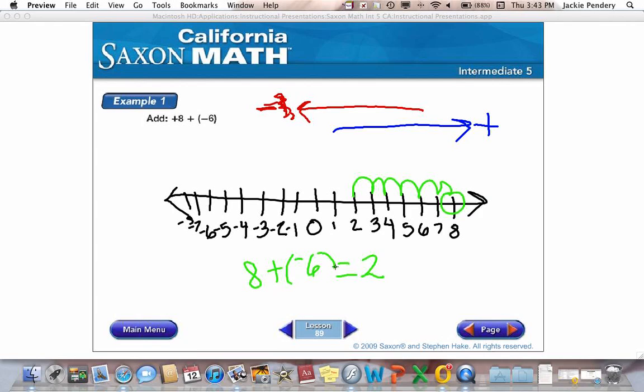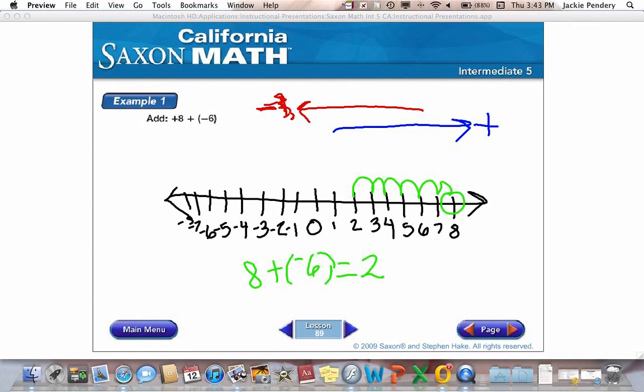equals 2. Now some of you may be thinking, Mrs. Pendry, that's just a subtraction problem. 8 minus 6 equals 2. Yes, it is, okay? And we'll talk about how we kind of think about addition and subtraction in a minute.